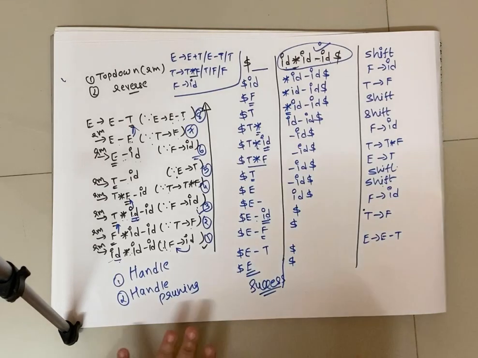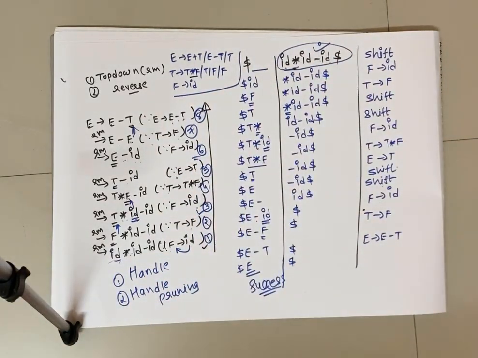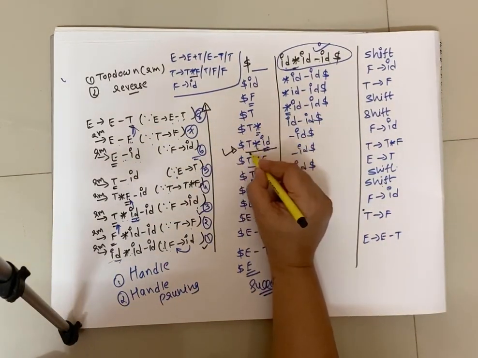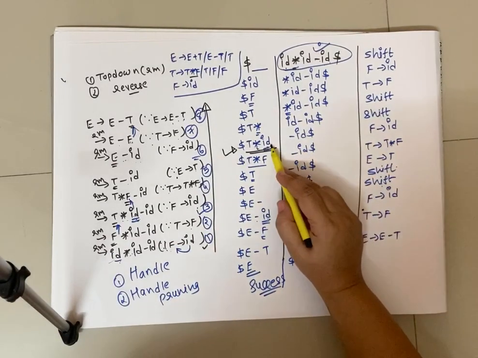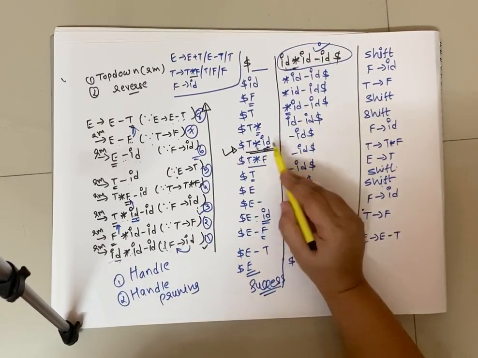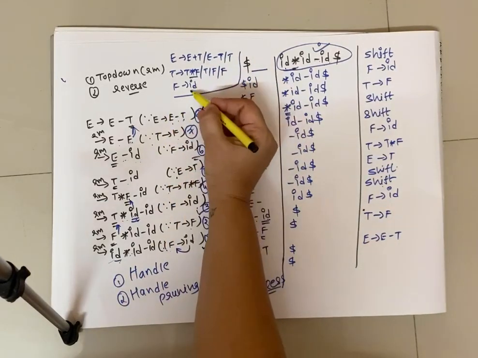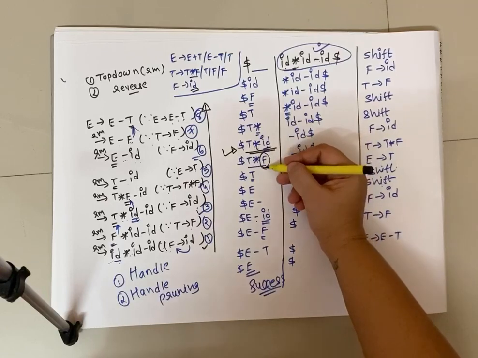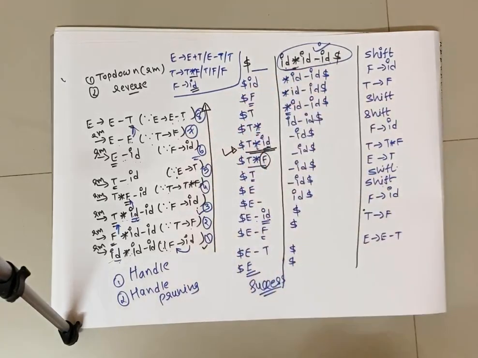Okay. So if we revisit this example, then what actions we are performing over here is, for example, at this particular instance, in this particular stack frame, what you are doing? ID over here which is on top of the stack is going to be reduced to F. Why? Because there is one rule where ID is on right hand side, and if you reduce that ID to F, you are following the reverse of rightmost derivation.